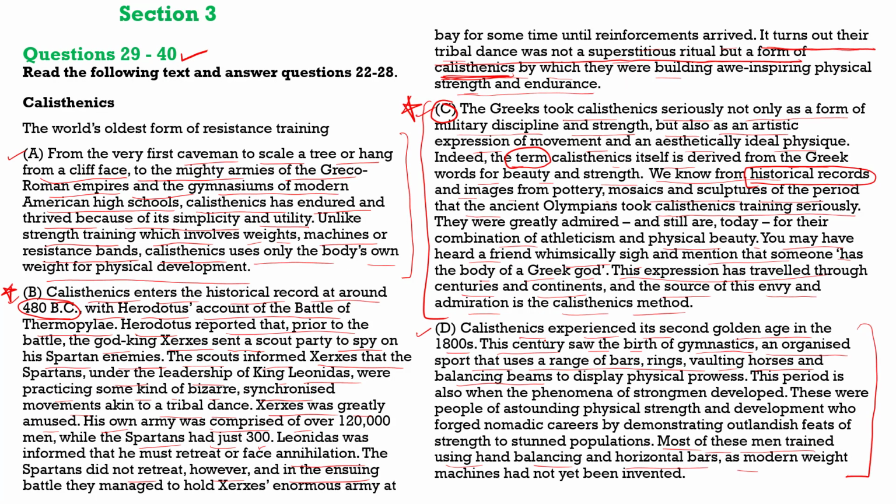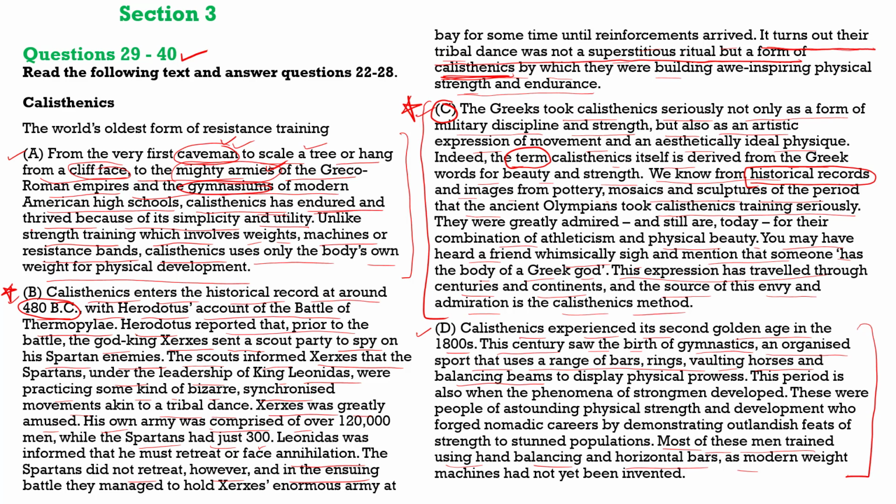Now students, if you go to paragraph number A, it is talking about the very first caveman to scale a tree or hang from a cliff face to the mighty armies of Greco-Roman empires. Is it talking about the journey? I think yes. From a caveman to scale a tree or hang from a cliff face to the mighty armies means starting from here and going till the mighty armies of Greco-Roman Empire and gymnasiums of the modern American high schools.